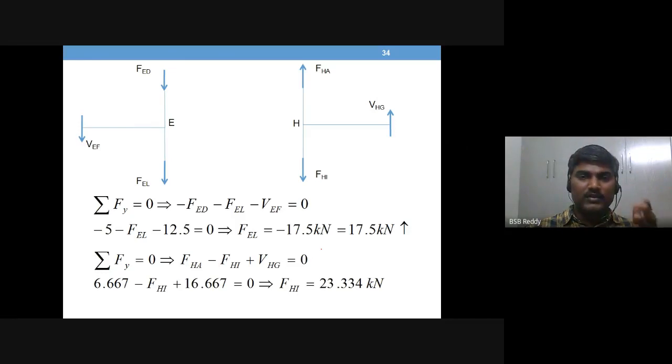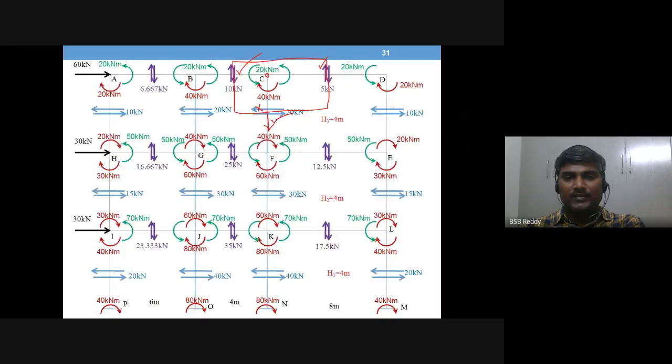Okay, let's see what's next. So E and H. Okay, so joint E associated free body diagram is taken. So let's see what it is in the diagram. This one, joint E associated free body diagram. So this one, where you have one beam and two columns.